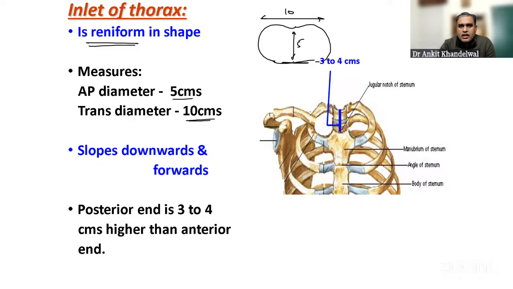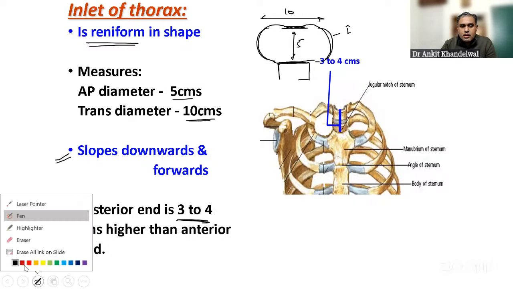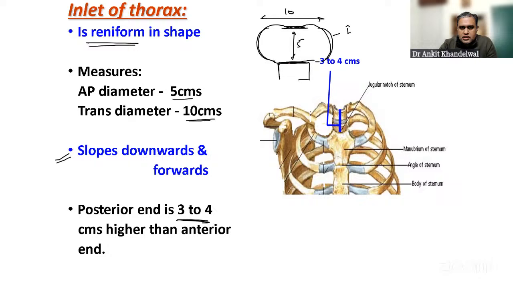What lies over here? This is the upper part of the sternum. What lies over here is the upper border of the T1 vertebra. And on the side, the first rib, sloping downward and forward. The posterior end is 3 to 4 centimeters higher. But why is it higher? Remember, this was the jugular notch. It coincided with the T2 and T3 vertebrae, or the disc between T2 and T3. It means that T1 and T2 are above, at a higher level, and this includes two vertebrae, around 4 centimeters higher.